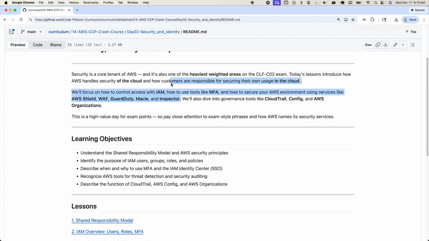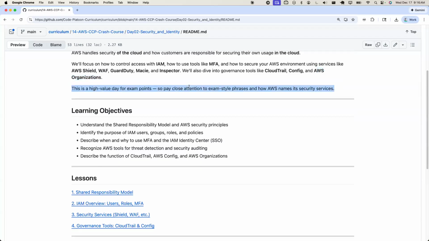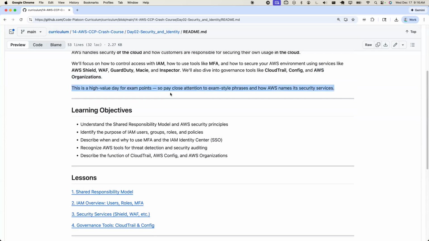So we have identity management and securing the environment. And then we have governance, which is making sure that everyone's doing the right thing. You know, someone's walking around with the clipboard, checking boxes off, like, did we set up the firewall? Did we set up multi-factor authentication? And so on, and like logging things, right? And that's what these governance tools like CloudTrail, Config, and then AWS Organizations are for. Again, this is high value for exam points, so definitely take some notes as we go here.